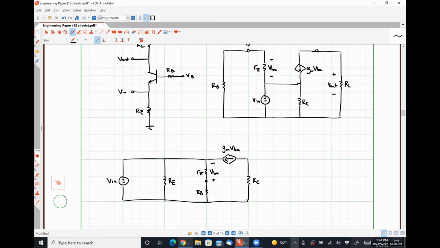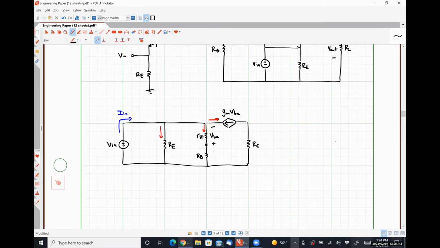All right. So we call this guy my current IN. IN is just going to be equal to this current plus this current plus that current using KCL. So that's going to look like VN over RE plus VN over R pi plus RB minus GM VBE. So we need to figure out how VBE relates to VN here.